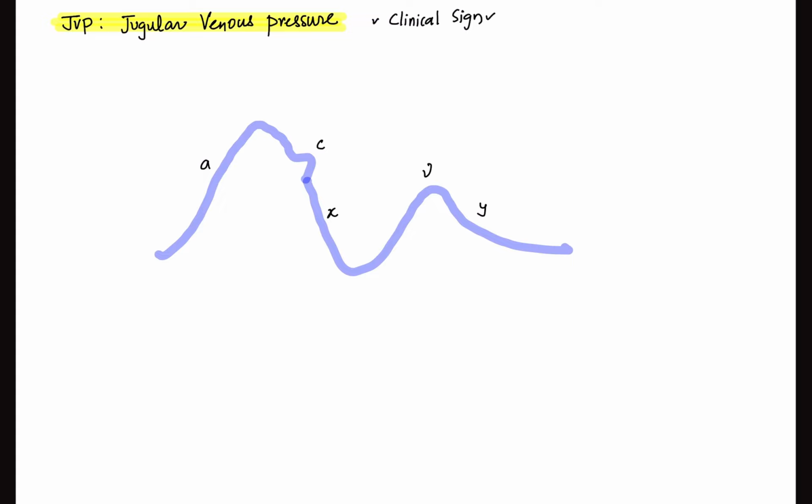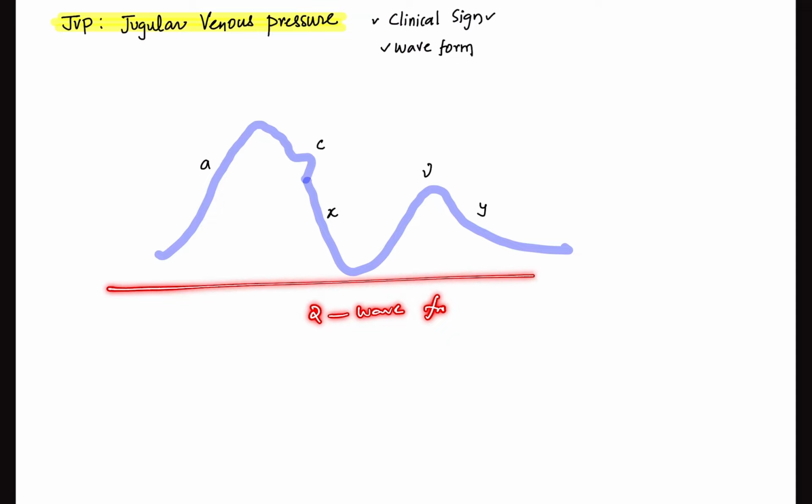Now, JVP is a waveform. When you look at the wave, as you can see in the image here, we have A wave followed by X descent, then we have a V wave followed by Y descent. So there are two descents for the wave, two ups and two downs. But during the X descent, there is one more small wave known as C wave. We'll come back to what it is. But as you can see, there are two waveforms occurring within a single JVP.